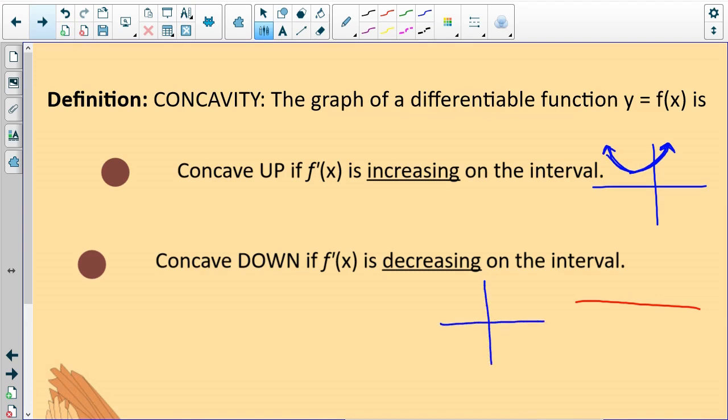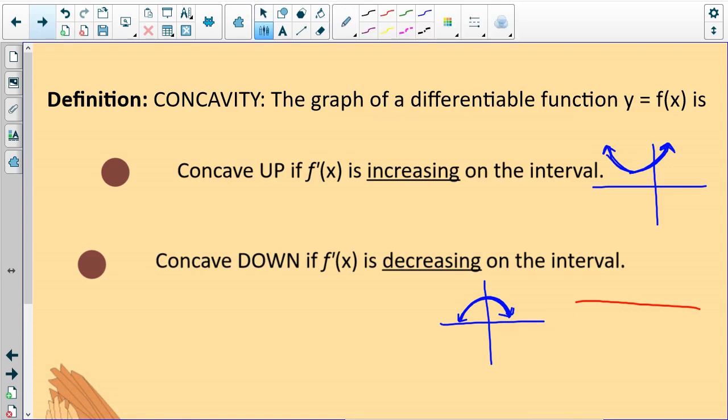Down here, if f prime is decreasing, that means that the graph will look something like this. Therefore, if my graph is decreasing right here, my slopes are getting more and more negative. If my graph is increasing, my slopes are leveling off and becoming closer to zero. So that's what a concave up and a concave down function look like.